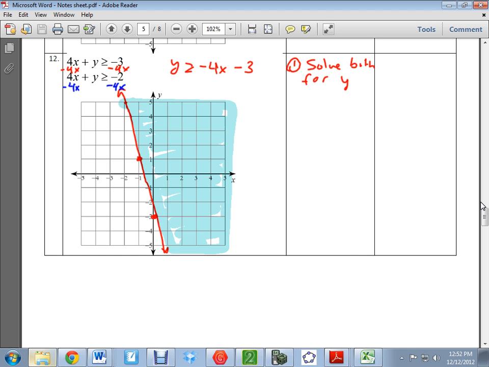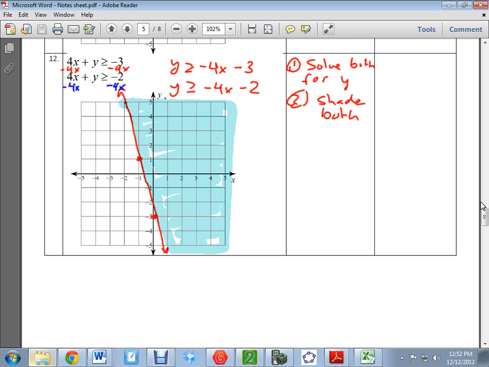I need to solve the second equation. So maybe I should go ahead and write down on the step: shade both. So I'm going to go ahead and graph the second line. Negative 4x. This is y is greater than or equal to, what is the equation? Minus 2. Now negative 4x minus 2 is the equation. I need to graph that.